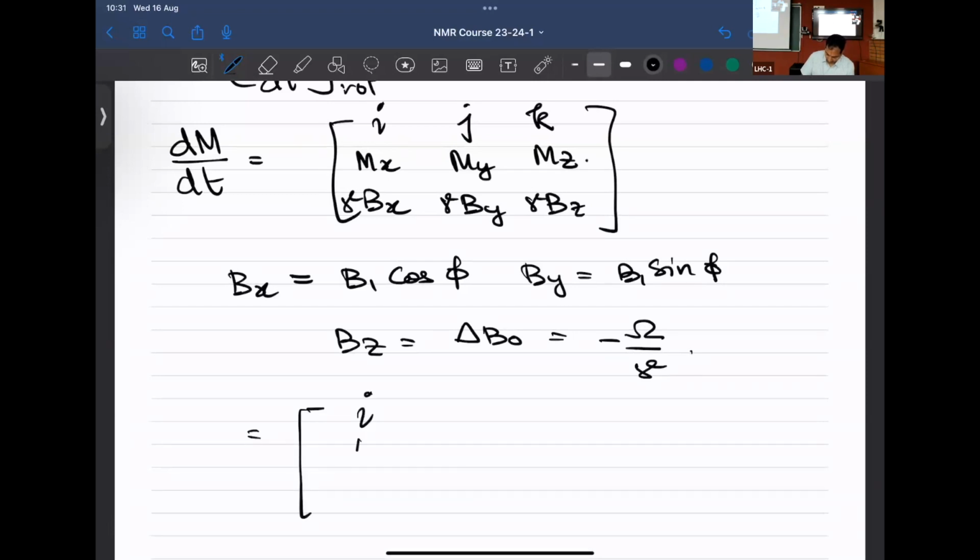i Mx gamma B1 cos phi. I request people to not just copy, please pay attention. All these are right outside the textbook, so you can find it rather easily.